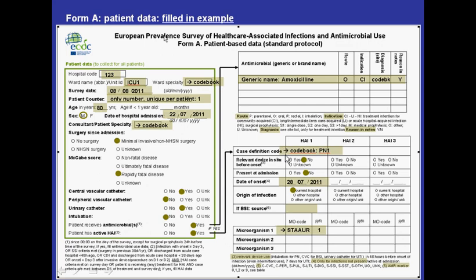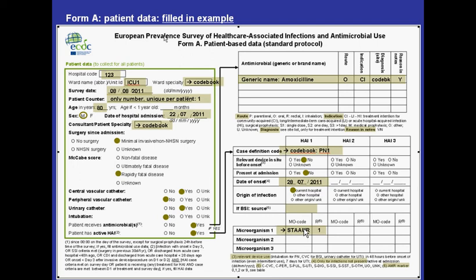Last, you will fill in the microorganisms. We had to fill in Staphylococcus aureus, and the codebook described that this was this code. Next, for certain microorganisms, you also need to describe the resistance pattern. This is not the case for all microorganisms, and the codebook contains a table where for each of these particular microorganisms you can find what their resistance code is for particular antibiotics.